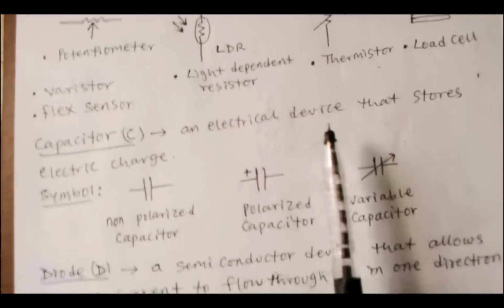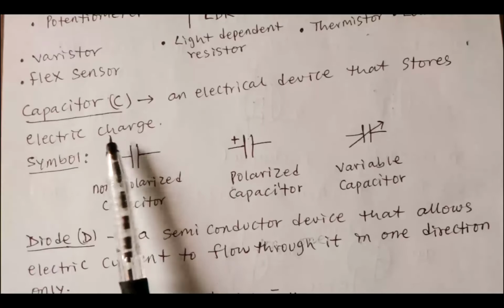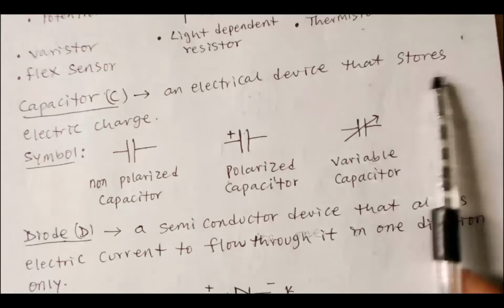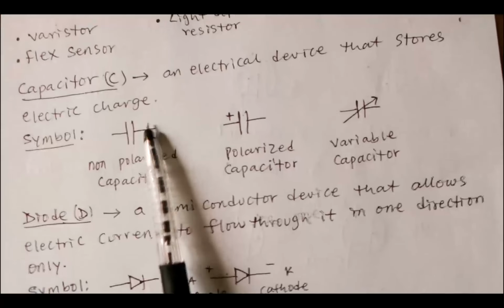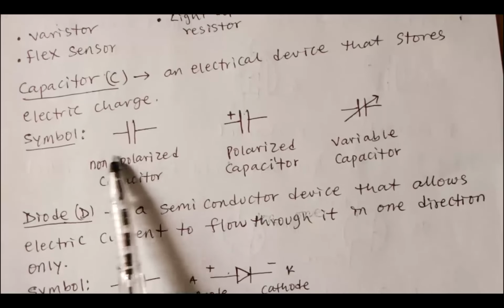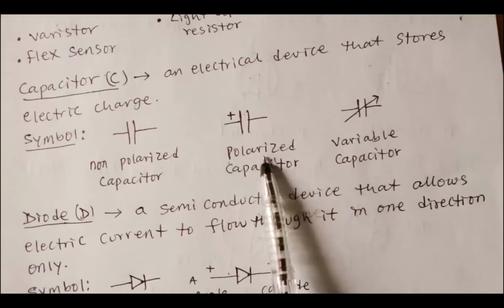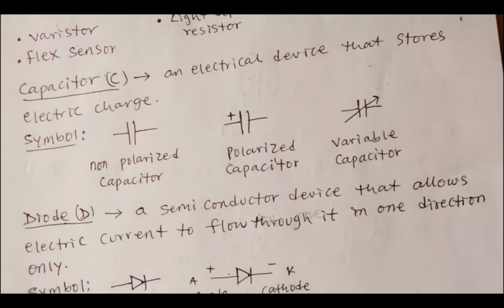So let's look at capacitor. So what is a capacitor? A capacitor is simply an electrical device that stores electric charge. So that's a capacitor. These are the symbols of capacitor. We have non-polarized and polarized capacitor, and variable capacitor.